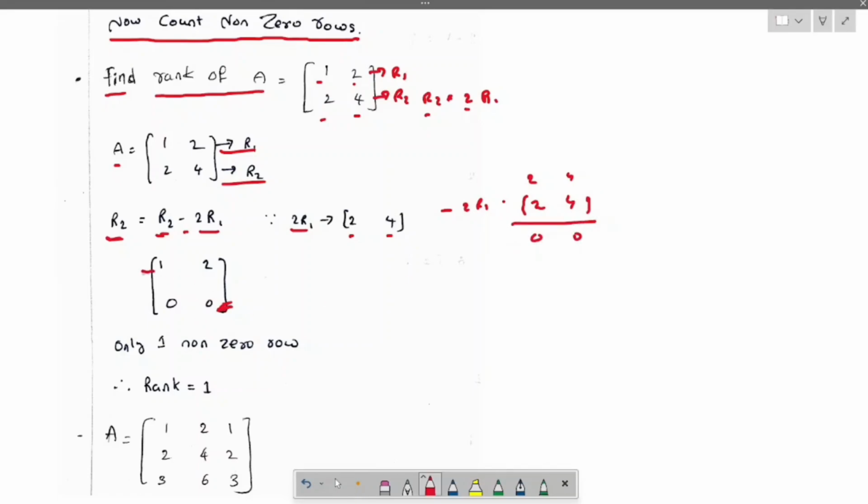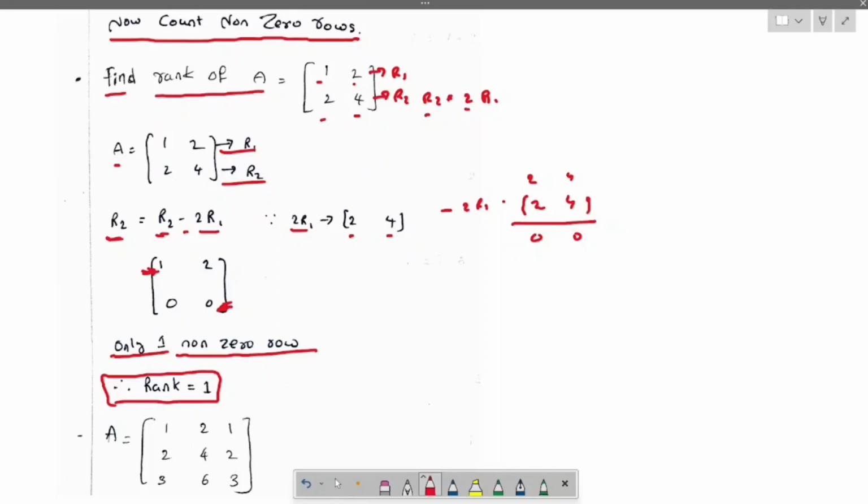Now, is it really possible to convert the remaining row into zeros? No, right? So only one non-zero row is left. How many non-zero rows are left here? It is 1, right? So that's why our rank is 1. This is how the rank will be.